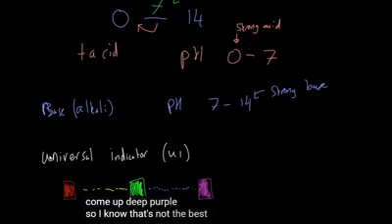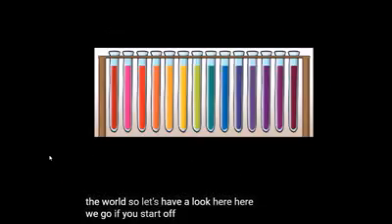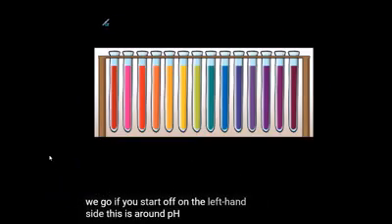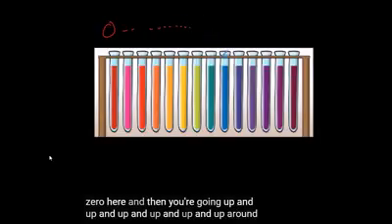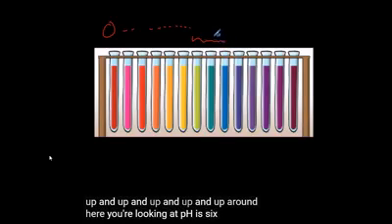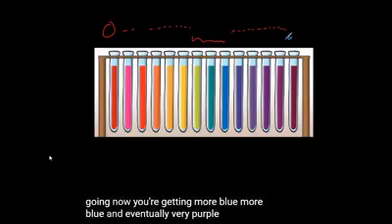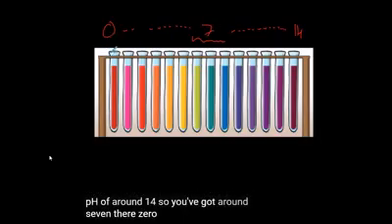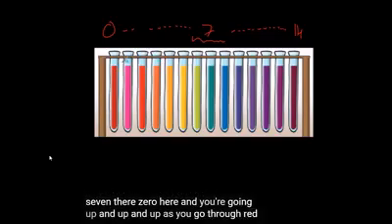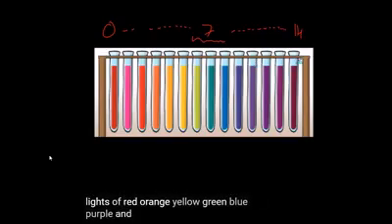I know that's not the best image in the world, so let's have a look here. If you start off on the left hand side, this is around pH 0, and then you're going up and up. Around here you're looking at pHs 6, 7 and 8, and then you keep going, now you're getting more blue, and eventually very purple on the right hand side, which is a pH of around 14. So you've got around 7 there, 0 here, and you're going up through red, lighter red, orange, yellow, green, blue, purple, and then very dark purple on the right hand side.